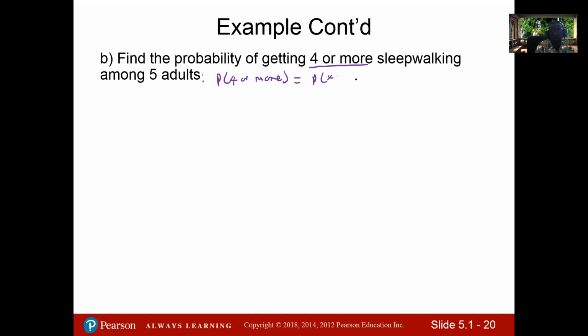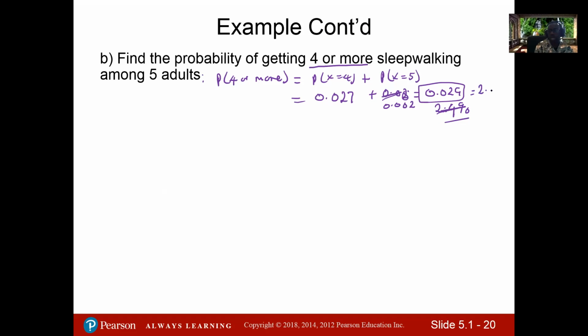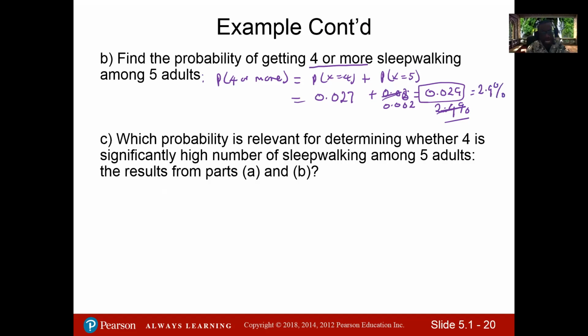plus the probability of X equal to 5. So this is 0.027 plus 0.002. This is 0.002, so that is 0.029, or 2.9%. That's the same as 2.9%. Okay.